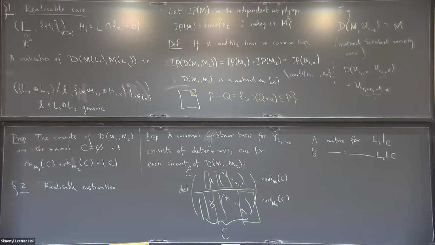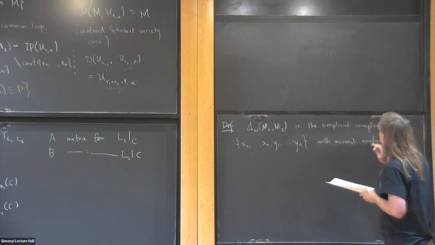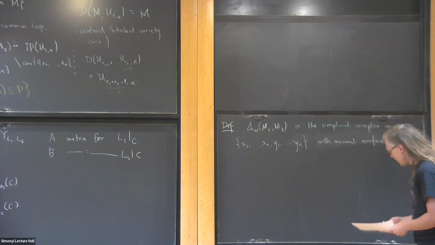Well, I have n x's and n y's. These are what I'm using as the vertices of my simplicial complex. Well, you can think of it in a different way. I'm identifying things with monomials here. There are faces of a simplex. Well, what are the minimal non-faces?